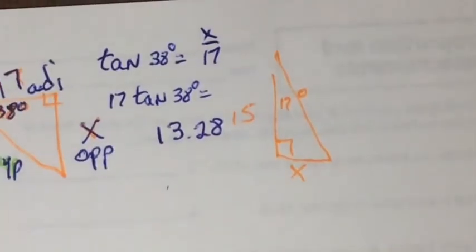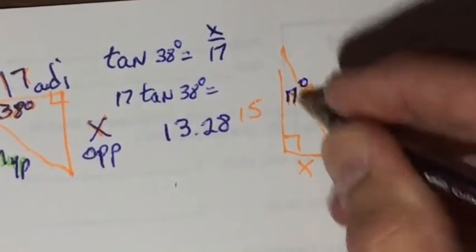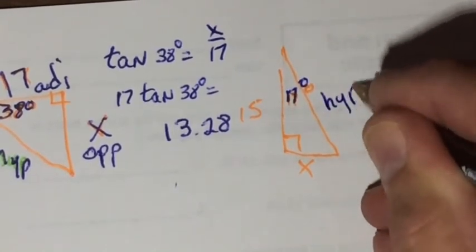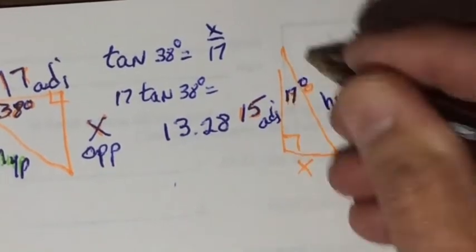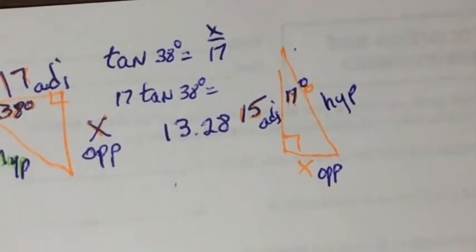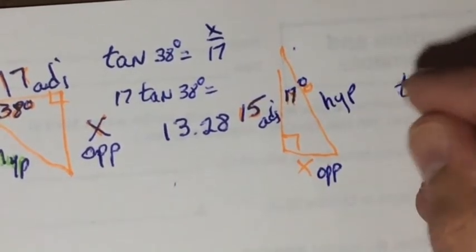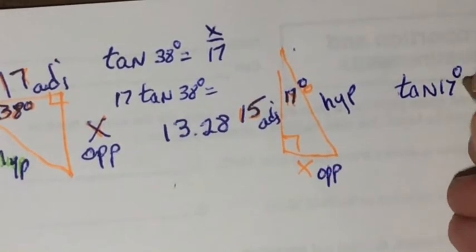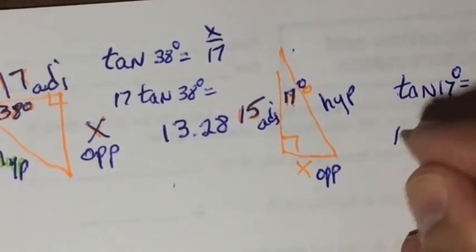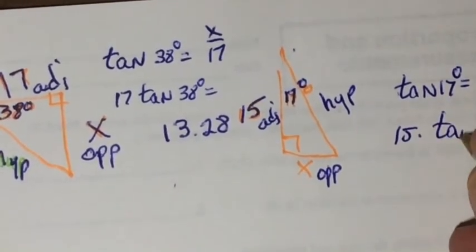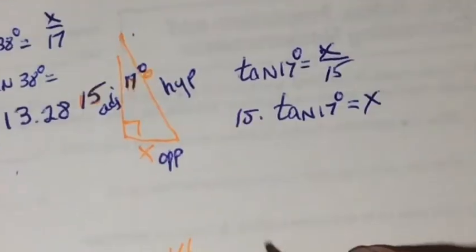Okay. If you move to this one, you have the same kind of situation. You've got an angle measurement. You've got the hypotenuse, which is over here. You've got the side that is adjacent to it over here, and the side that's opposite to it over here. Okay. So again, it's opposite and adjacent. The tangent of 17 degrees is equal to the opposite over the adjacent. So if you multiply 15 times the tangent of 17 degrees, you should be able to get x.